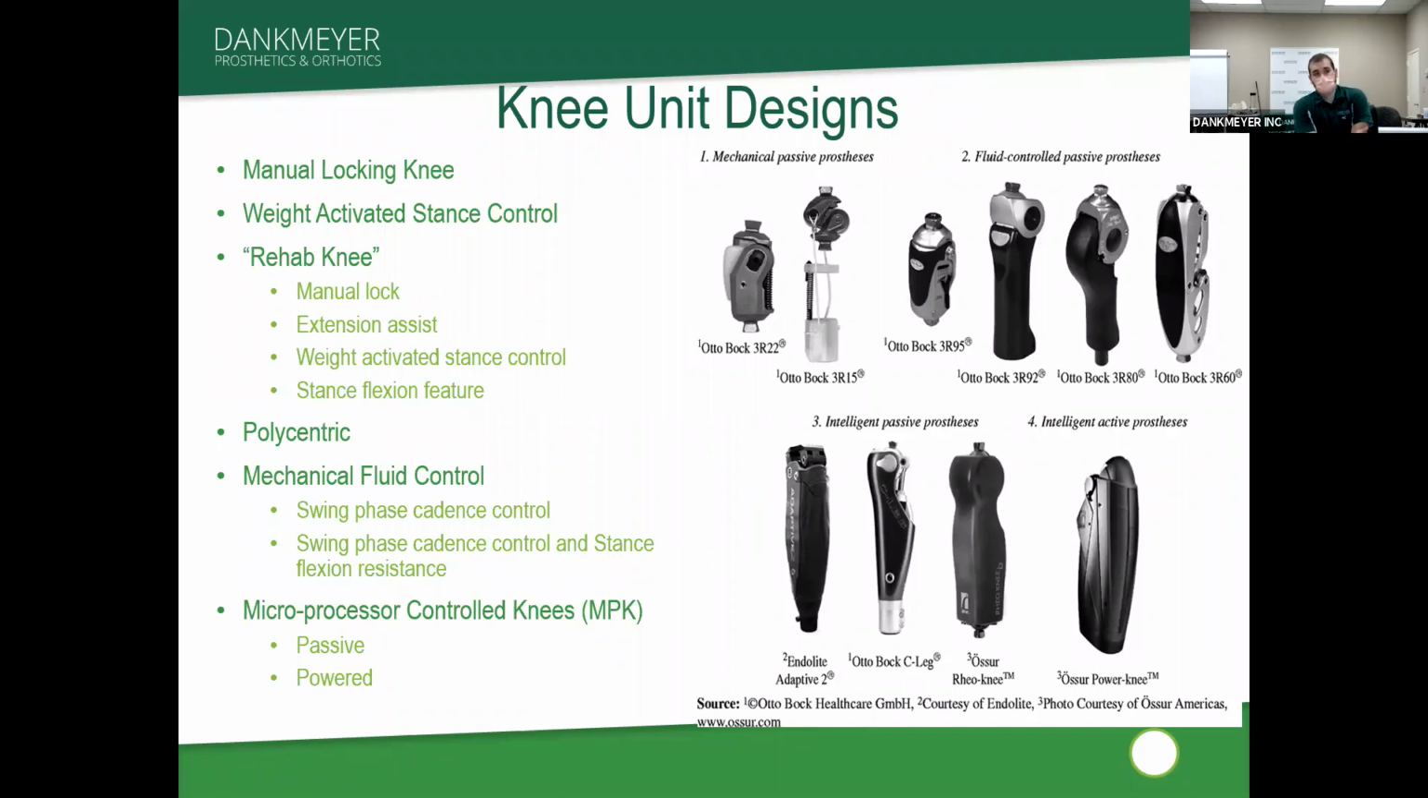So then when you move to the mechanical and fluid controlled knees, you have both swing phase control and stance phase control that is able to better accommodate a wider range of gait speeds. Then when you get to microprocessor, you have more advanced stumble recovery. It can sense changes in terrain and moments acting on the knee. And they are fluid controlled microprocessor knees.